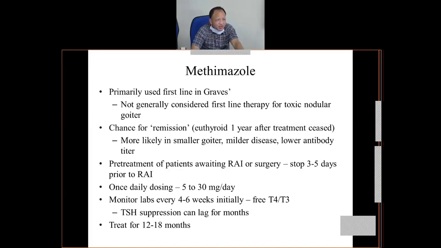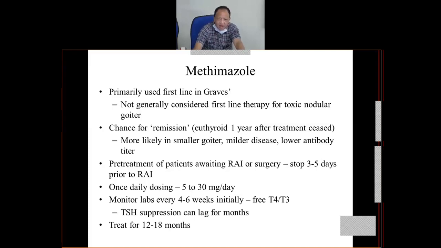Pretreatment can be given to patients awaiting radioiodine or surgery, but you have to stop this 3 to 5 days prior to radioiodine. It is once daily dosing, 5 to 30 milligram per day. Monitor the labs every 4 to 6 weeks initially: free T4, T3. TSH suppression can lag for months.